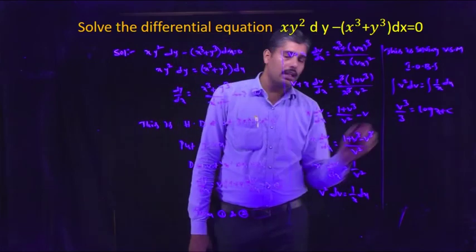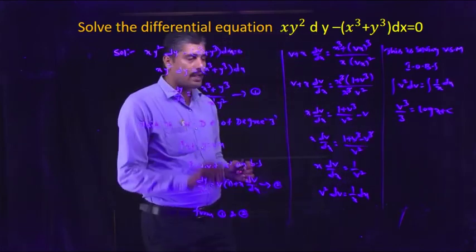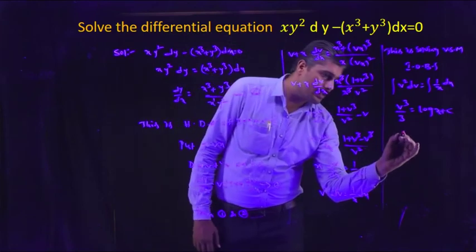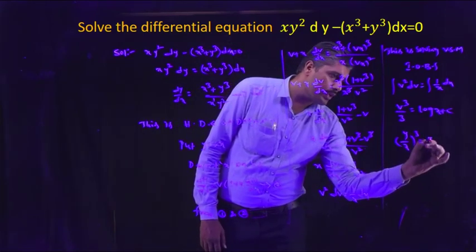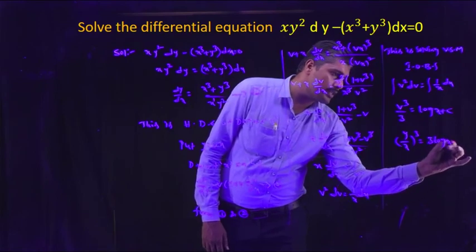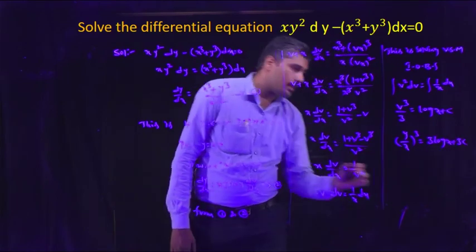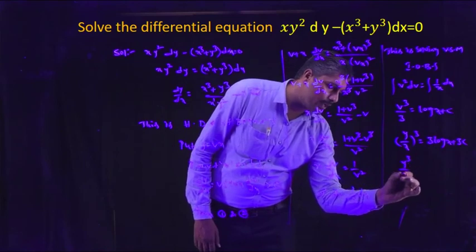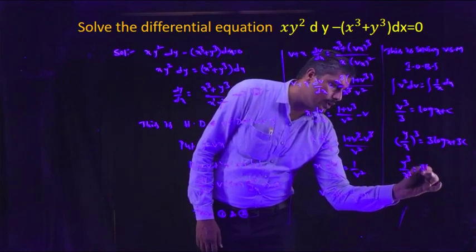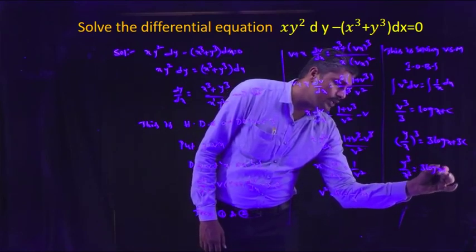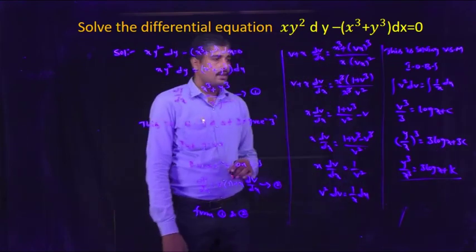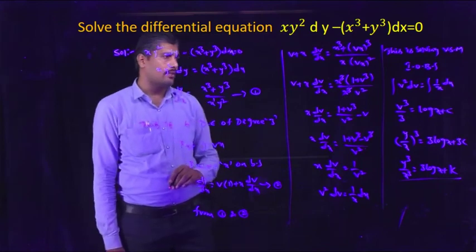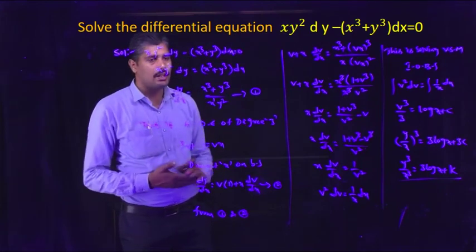We know that y equal to vx, then v equal to y by x. Therefore y by x whole cube equal to 3 log x plus 3c. That equals y cube by x cube equal to 3 log x plus we take another constant in the place of 3c, that equal to k. That is the required solution of the given differential equation.